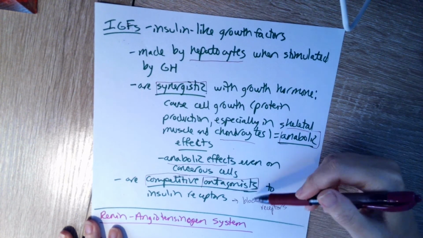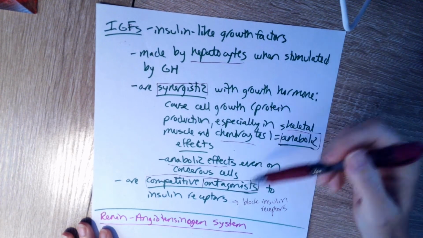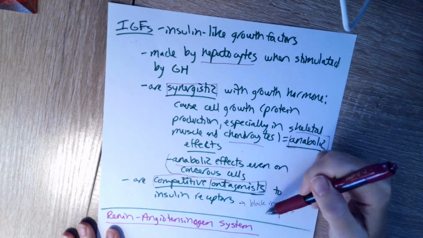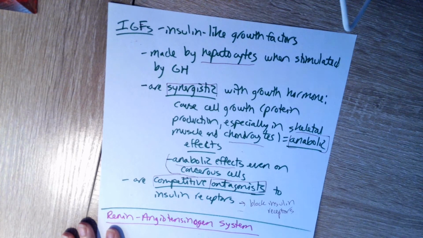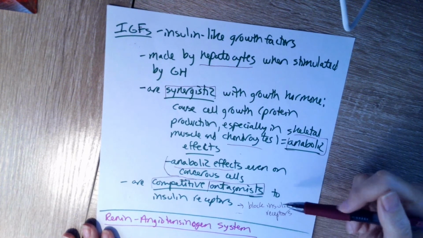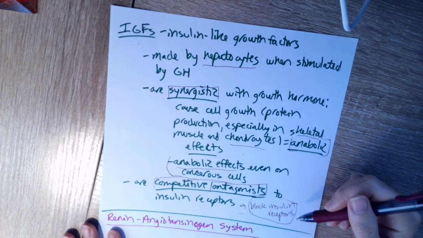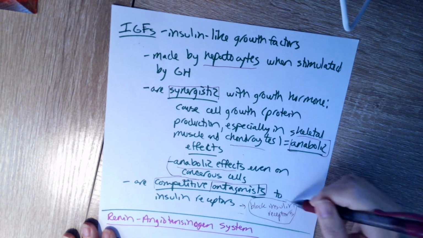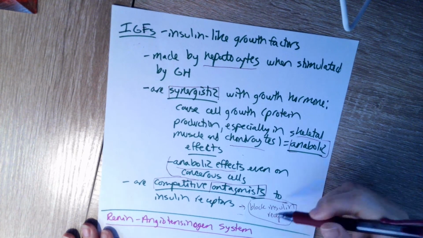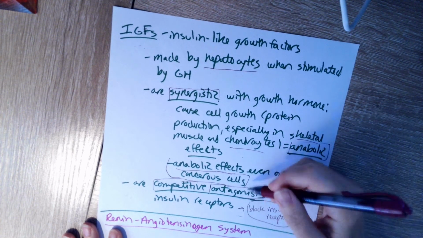Now, normally, if you have normal amounts of growth hormone in your body, you have normal amounts of IGF, so you don't have a terrible anabolic effect on cancerous cells, and you don't have a problem with overly blocking your insulin receptors. But if you have too many IGFs, you end up over-blocking the insulin receptor, so you have symptoms similar to diabetes mellitus, where your insulin receptors don't work. Here they're being blocked by something, but it's the same end effect. Insulin can't work. And any cancerous cells would be overstimulated, which you don't want.